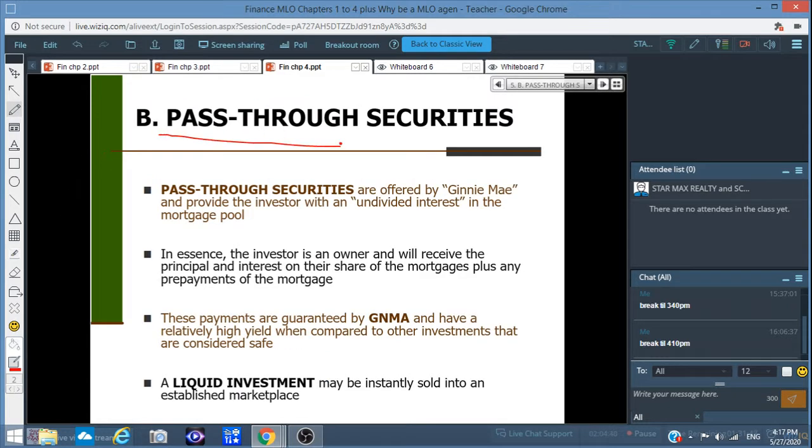Pass-through securities are offered by Ginnie Mae and provide investors with an undivided interest in the mortgage pool. So in essence, the investor is the owner and will receive the principal and interest of the share of the mortgage plus any prepayment of the mortgages. 这一类的话就是用贷款，你买这个贷款，你也是这个 owner 了，所以它不分。你这是小股东了，这种叫 pass-through security.